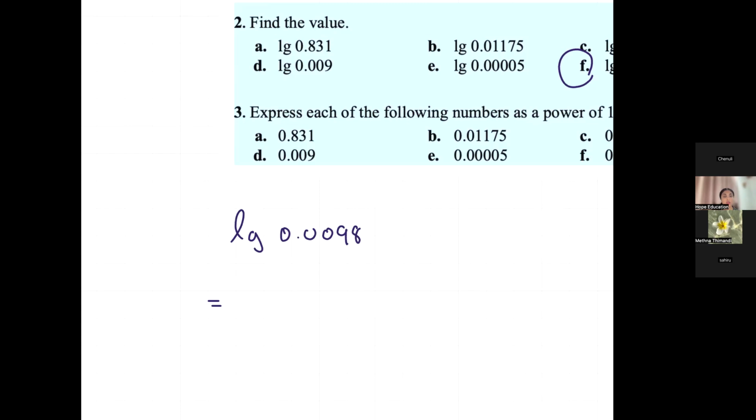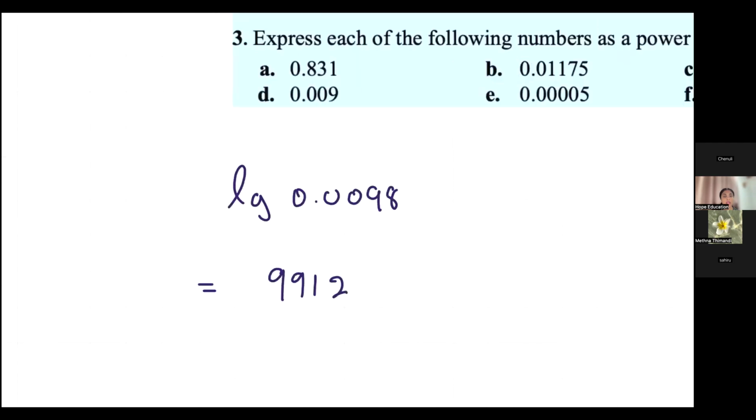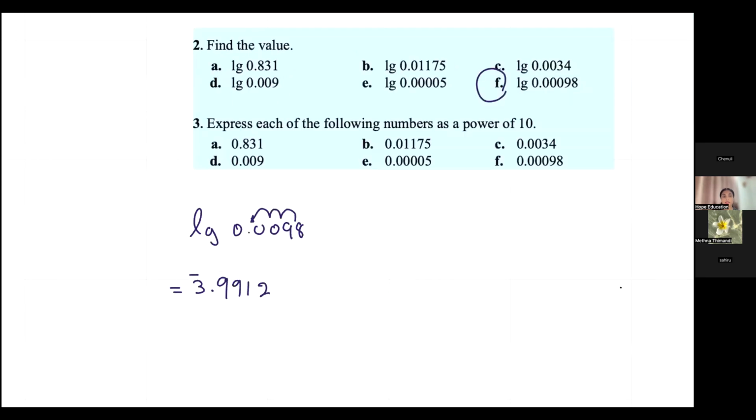Okay. So 9912. This is the default position. From the default position, this has gone 3 places to the front. 1, 2, 3. So it's bar 3.9912. This is second F. Is it clear to you? Give me a thumbs up if it's clear.